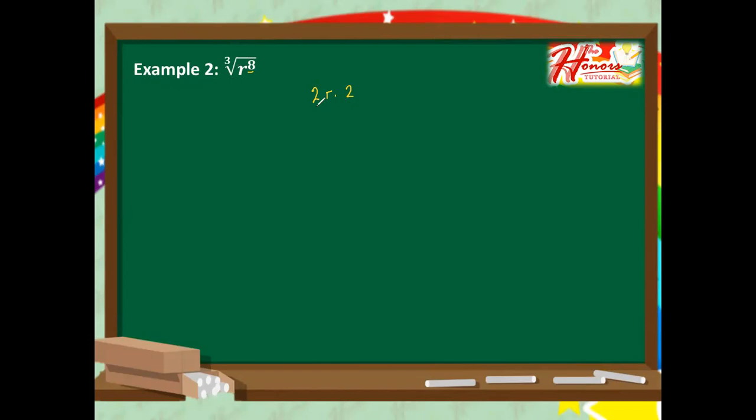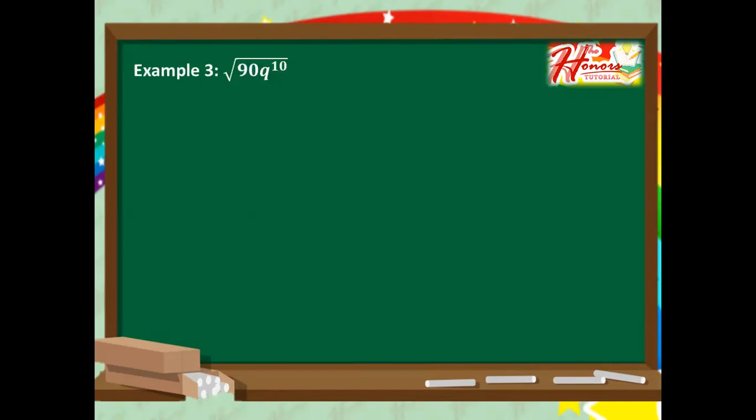So we will be putting the whole number or the quotient 2 outside the radical symbol. So that is r squared. And then we have here the cube root of r raised to 2 since our remainder is 2. And this is the final answer. Next, let us have another example.